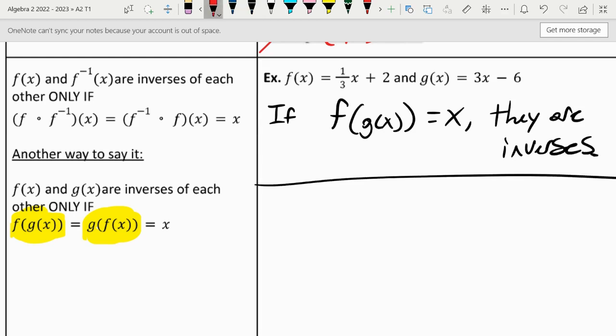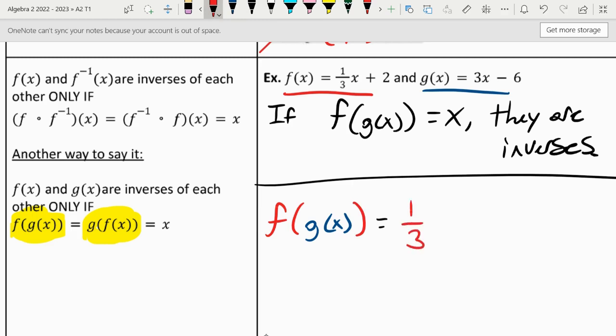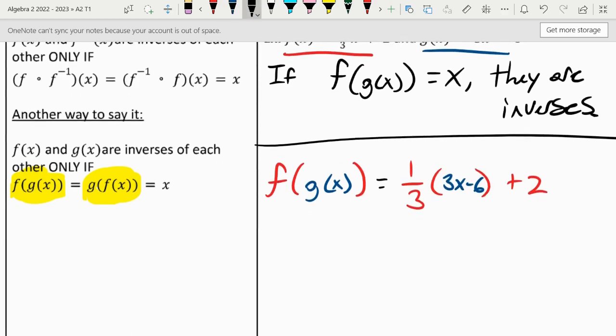So what we have to do is take f of g of x, where g of x is my inside function. This would be equal to my outside function, 1/3 x plus 2. But you'll notice, once again, instead of writing an x, I've left a blank. In that blank, I will put my supposed inverse function, g of x. I will put 3x minus 6. After some simplifying, we will find out what we get.